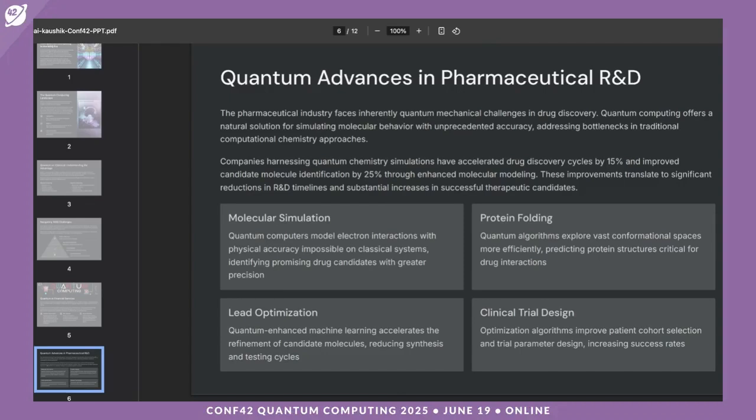Encoding molecular descriptors into quantum kernel models sometimes improved classification accuracy on historical datasets, guiding selection of safer scaffolds.